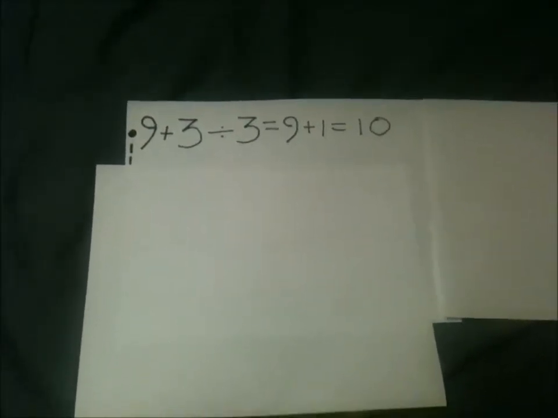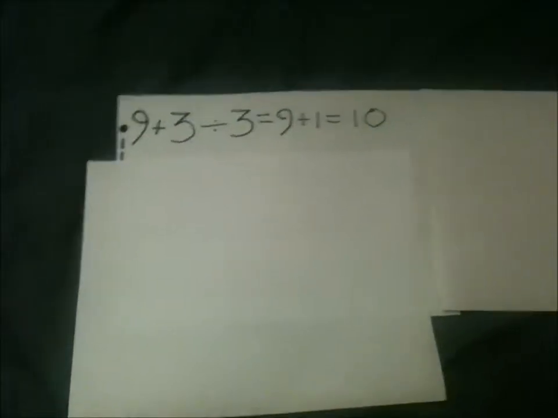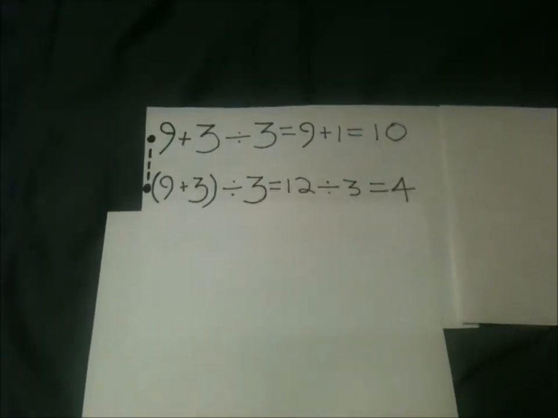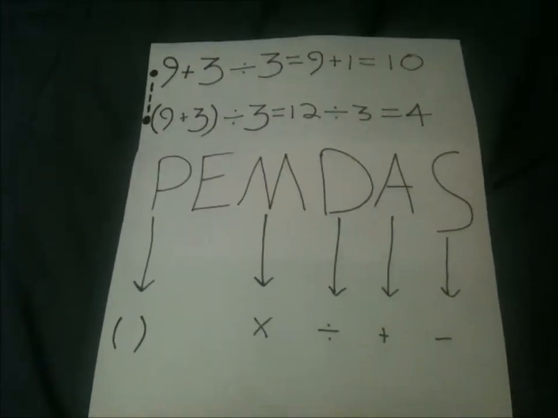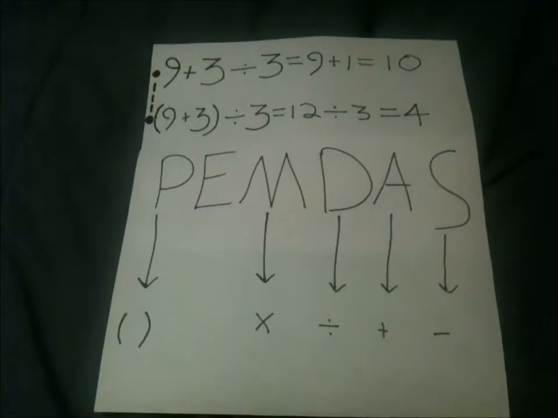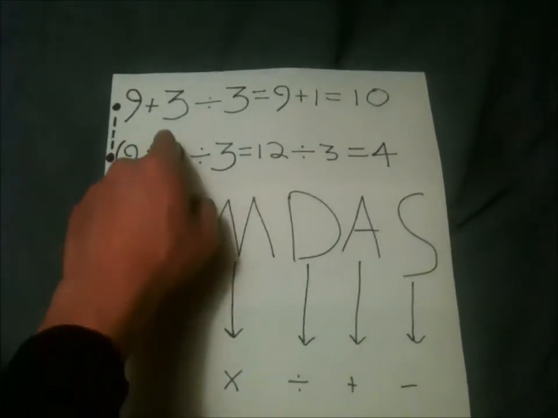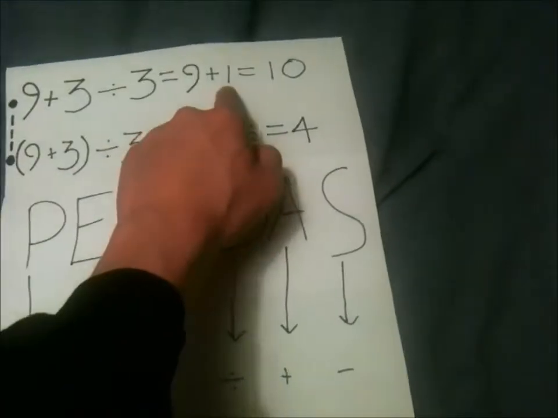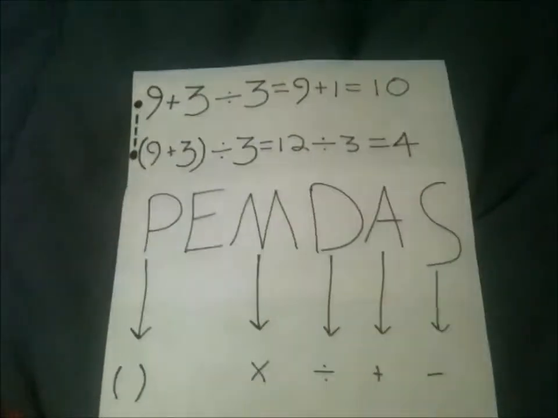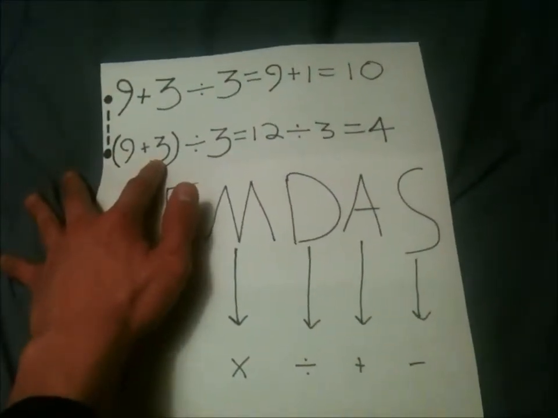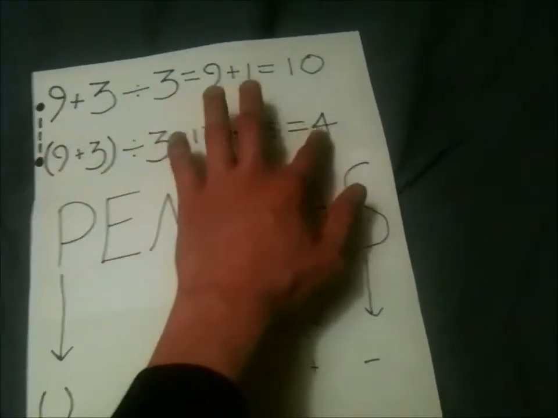But when parentheses are thrown into the mix, they tend to change things up. You see, what parentheses do is they make it necessary for whatever is in them to be the first thing done in a specific problem. The order of operations, PEMDAS, or the order in which a problem is done, calls for the parentheses to be used first. So instead of 3 being divided by 3, making it 1, and making the problem equal 10, 9 plus 3 is done first, making it 12 divided by 3, making the problem 4.